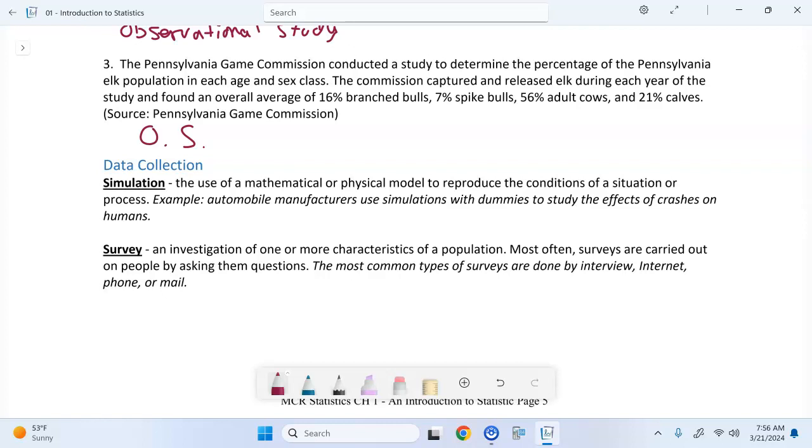Survey: investigation of one or more characteristics of a population, usually carried out by asking people questions. Most common are internet surveys, phone surveys, or interviews, sometimes by mail. Census is usually done by mail. We're harassed by people standing outside a store, trying to collect a survey, usually, or both.